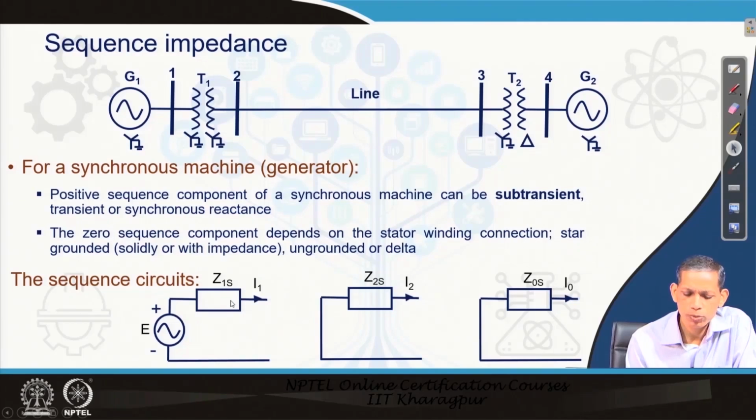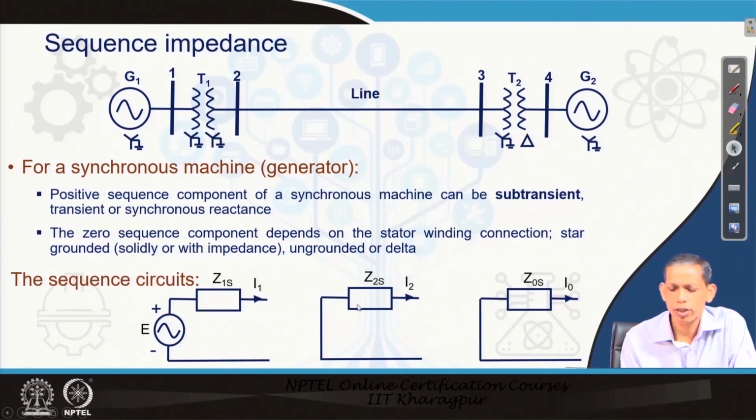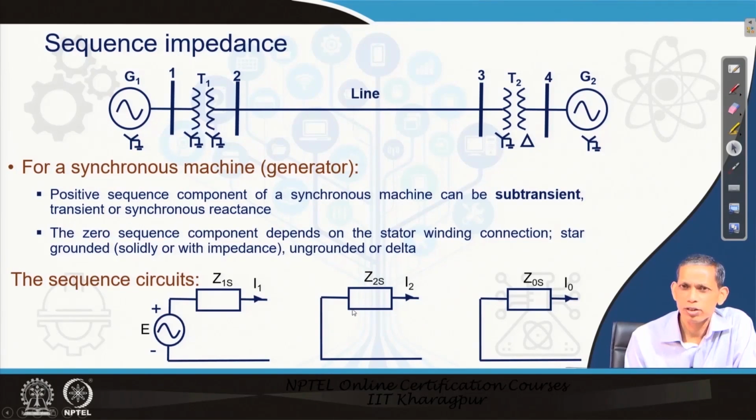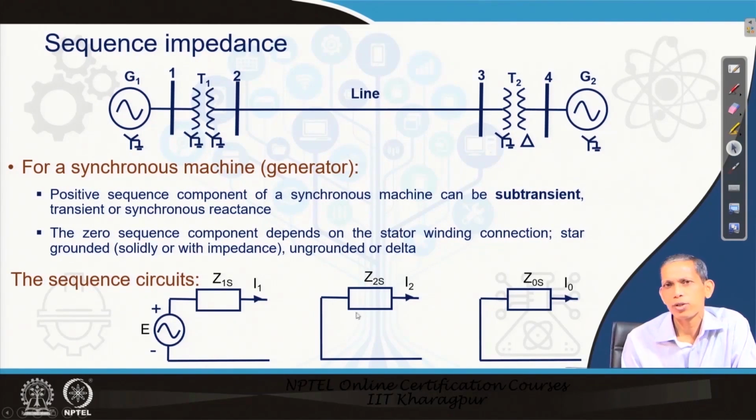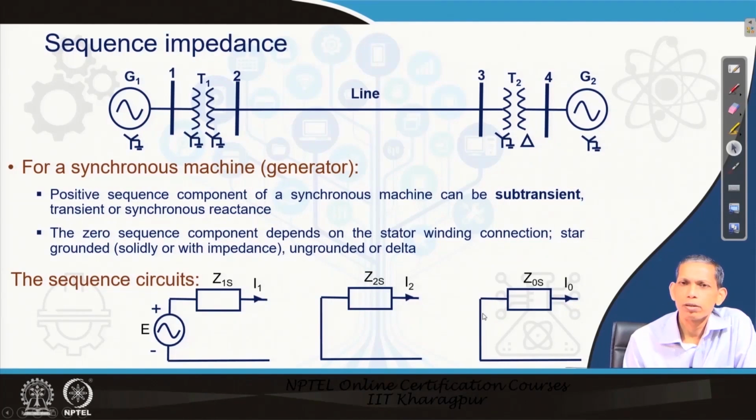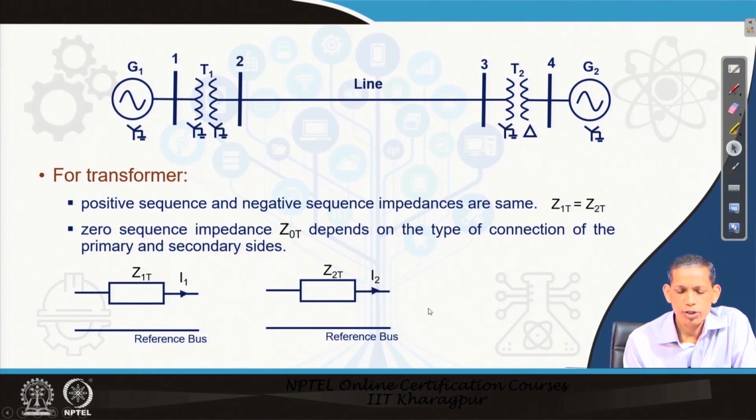So, therefore, in this perspective we will consider Z1 as the subtransient reactance. Z2 consists of the subtransient component of the d axis and q axis, the average of those, and for zero sequence, the zero sequence current associated with that gives the corresponding zero sequence impedance perspective.